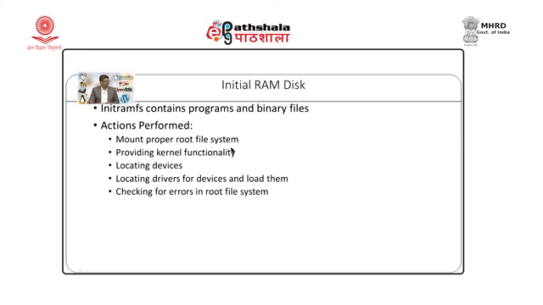So, when the kernel is booting, when the Linux system is starting, it will start locating the devices, and in case there is an error, the init RAM FS will check for errors and it will do logging appropriately. So, init RAM FS is a kind of file system which is used when the kernel is loaded.